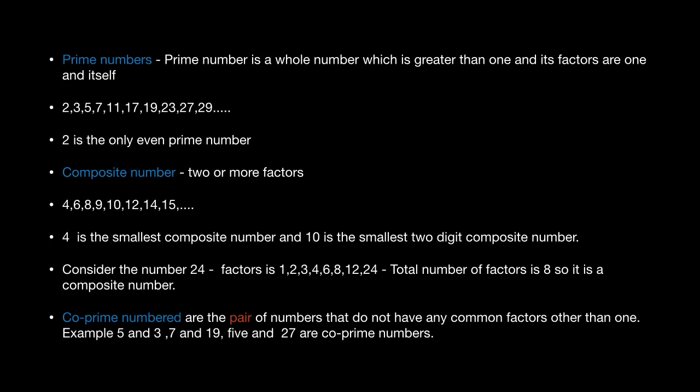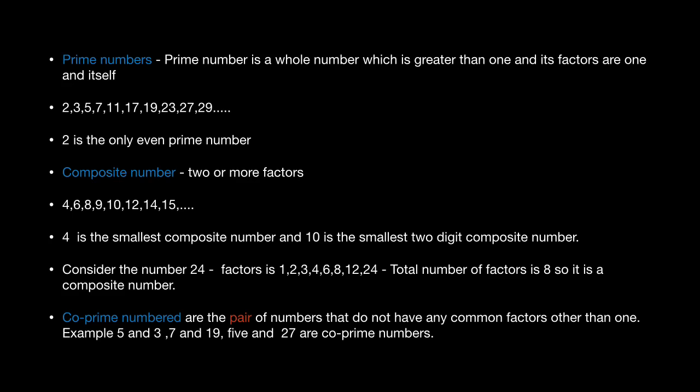So, we have to specifically note here that 2 is the only even prime number and 4 is the smallest composite number. For example, let us consider 24. It has totally 8 factors in it. Hence, it is a composite number. And did you think about what 1 is? 1 is neither prime nor composite.